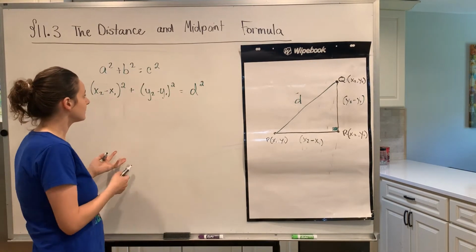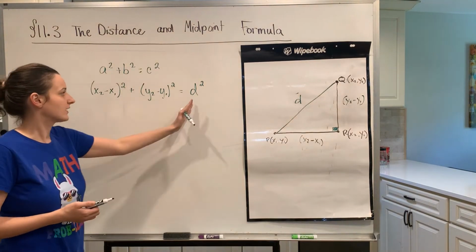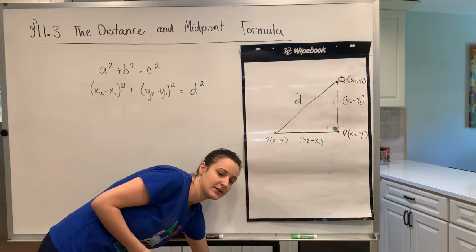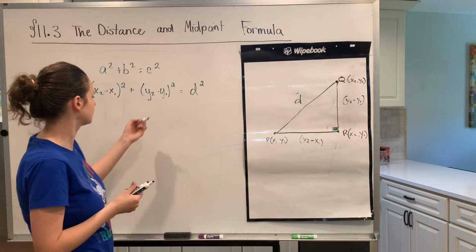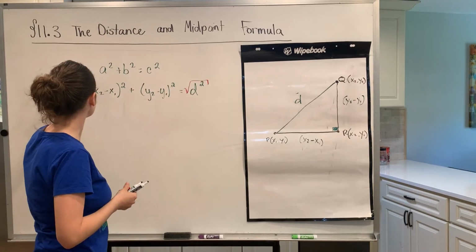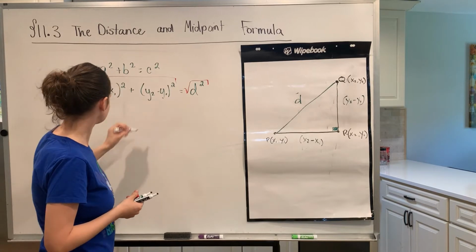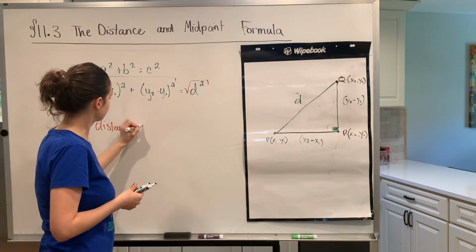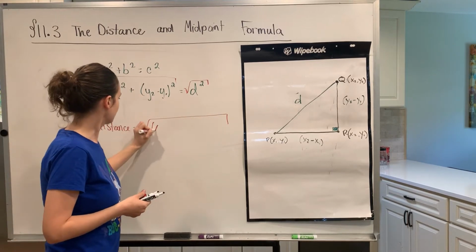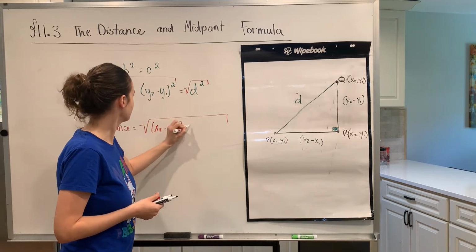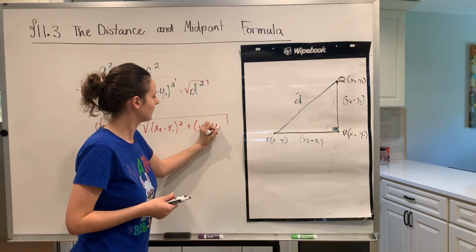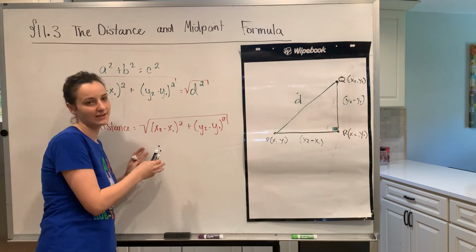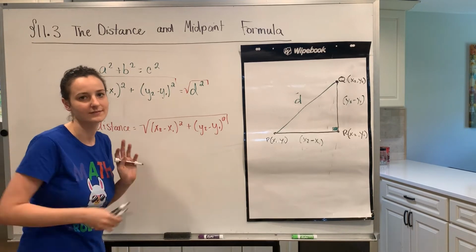Now, let's solve for distance, right? I don't care about distance squared, I just want the distance alone. So how do I undo when I square a number? The opposite of squaring a number is to take the square root. So I will take the square root of both sides. Therefore, the distance formula is going to be the square root of x2 minus x1 squared plus y2 minus y1 squared. And next we'll do an example to help you navigate how we evaluate this type of equation.